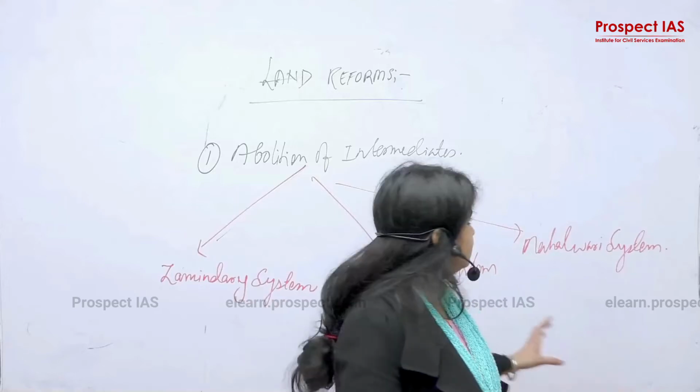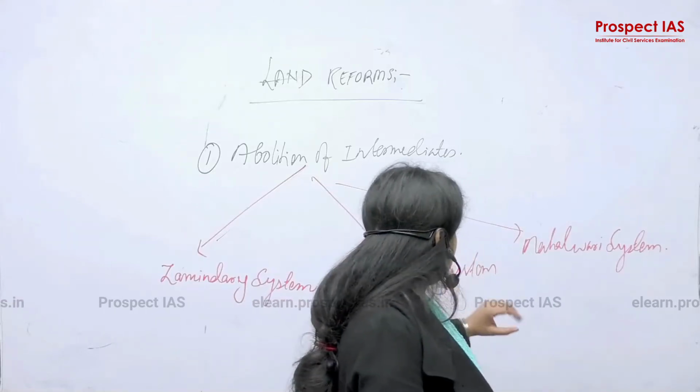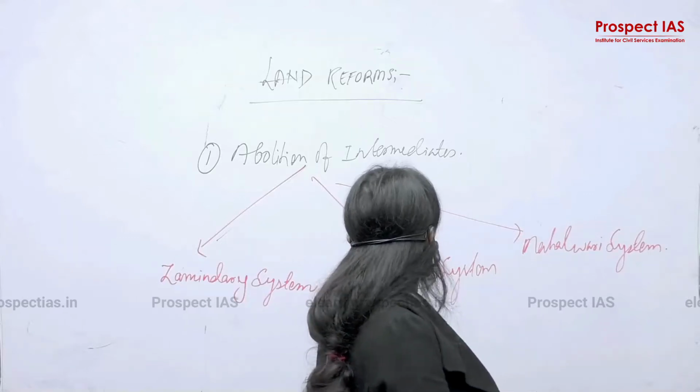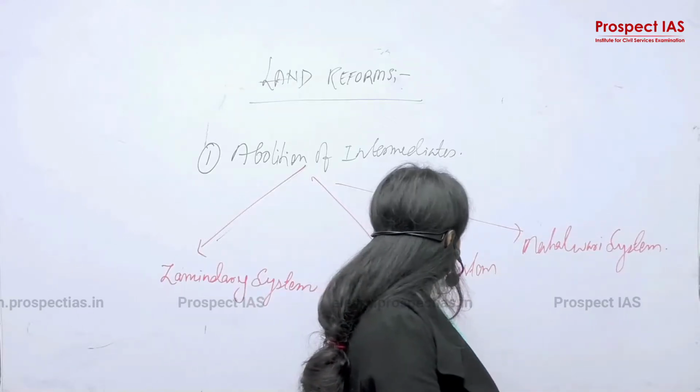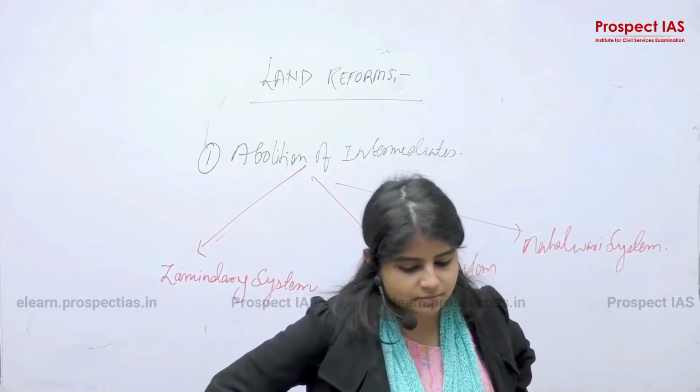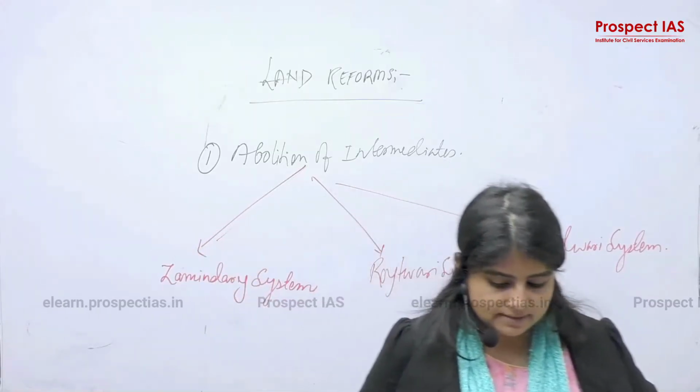Okay, next, land degradation system. I don't call it reform, maybe abolition of intermediates. These were the systems which changed the land degradation and retardation of the land system of India. So, Raiyatwari system.